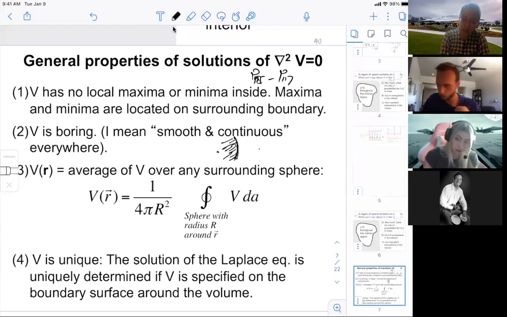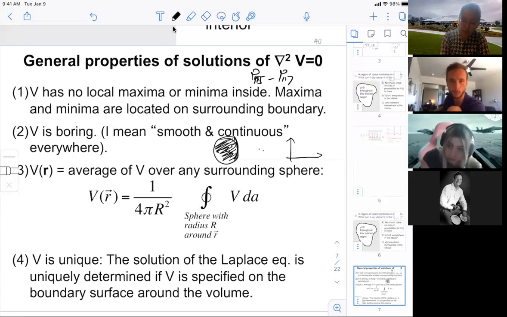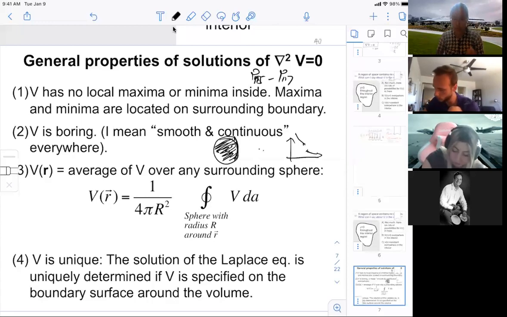So for example, if you have a solid sphere, inside and outside you may have different functions, but V cannot have a jump. You cannot have a V like this and then jump to something else. At any given point, these two have to be continuous for V. Okay, so that's the second property.